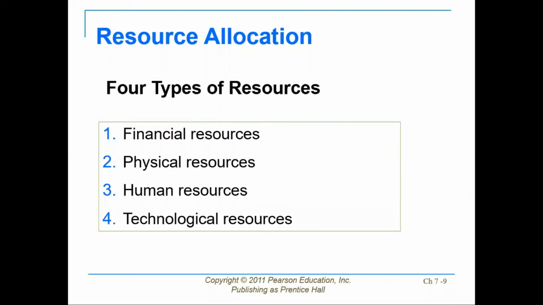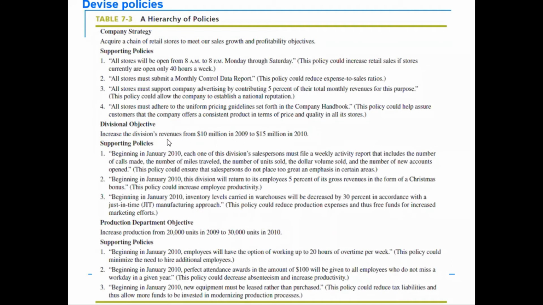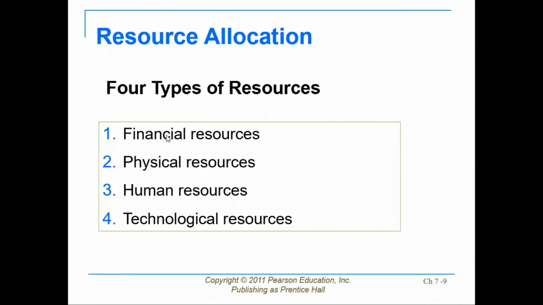And the other thing we have seen is resource allocation, and obviously resource allocation is only possible when the objectives are being designed. If you have decided that the revenue should be increased from 10 million to 15 million, and the production needs to be increased from 20,000 units to 30,000 units, and these objectives are clear, then you need that extra 10,000 units. How many financial resources are required, how many physical resources are required, how many human resources are required, and how many technological resources are required for that objective or that target.